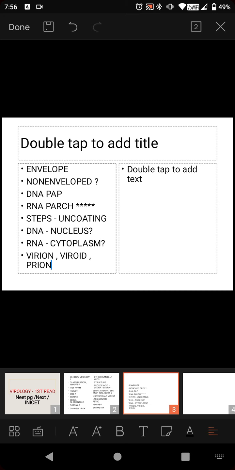Then coming to the cultivation, a very, very important section. Cultivation includes animal inoculation, embryonated egg inoculation, and tissue culture and cell line. So under virus cultivation, the first thing is the animal inoculation.